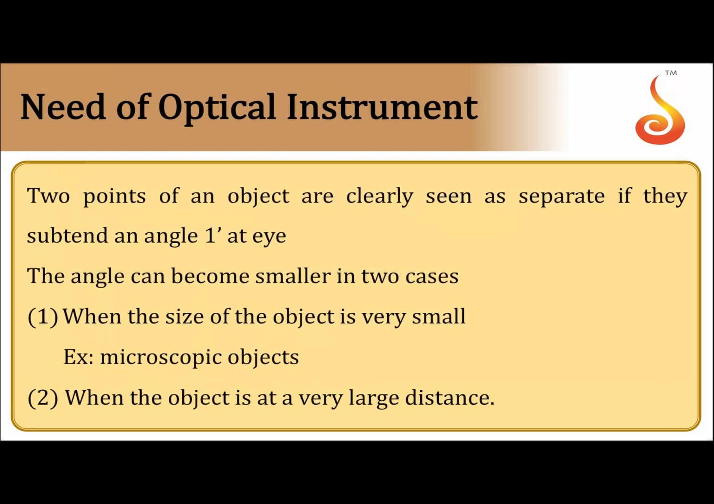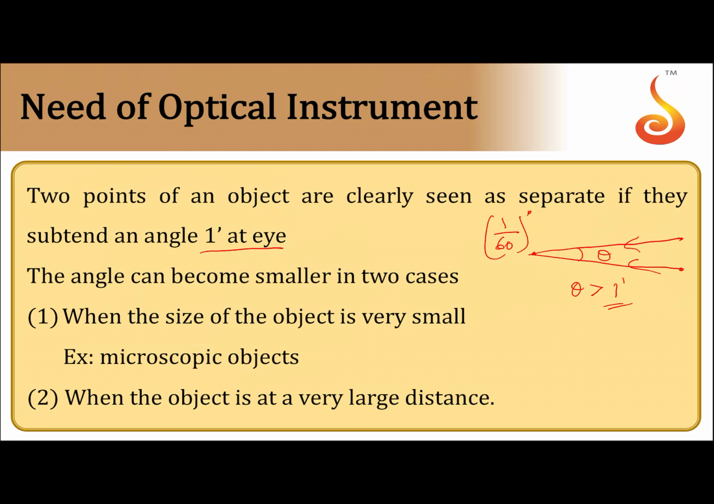Two points of an object are clearly seen as separate if they subtend an angle of 1 minute at the eye. 1 minute means 1 by 60th of a degree. So if there are two objects you are observing from a very large distance, your eye will see them as two different objects if the angle between the two lines of sight, theta, is at least equal to or greater than 1 minute. If it is less than 1 minute, you will see them as a single object; they will not be separated.